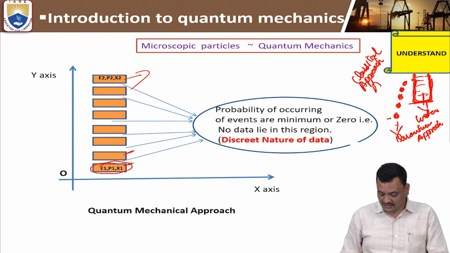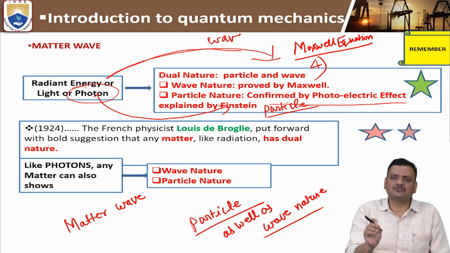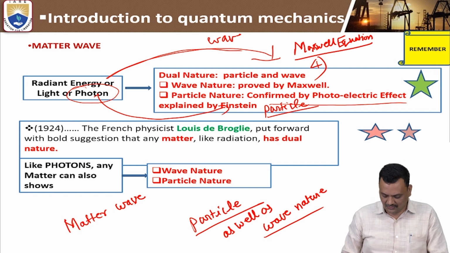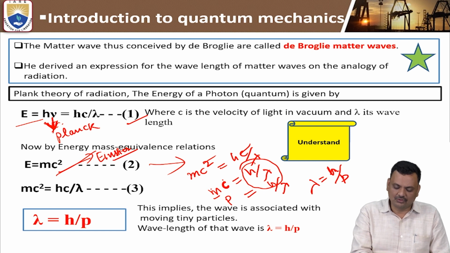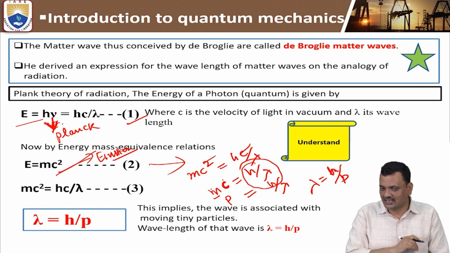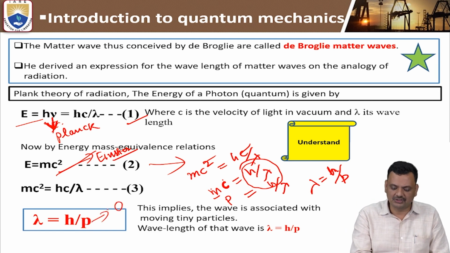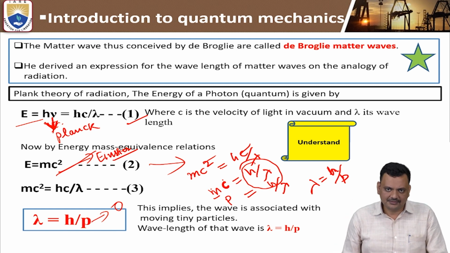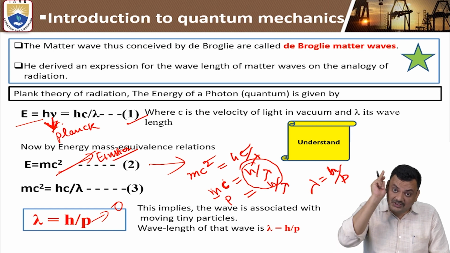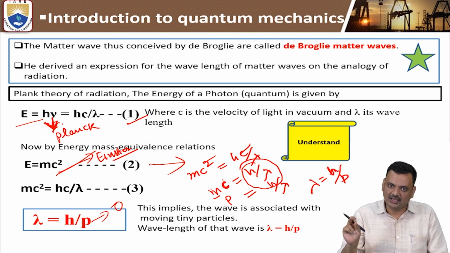Second thing, remember that a wave is always associated with any moving particle. Why? Because if a wave is associated, there must be a wavelength. So what is the wavelength value? Lambda is equal to h upon p. For a moving particle. If the particle is at rest, then the momentum value will be 0. Then there is no wavelength, meaning there is no wave. So a wave is associated with a moving particle, not with a particle at rest.